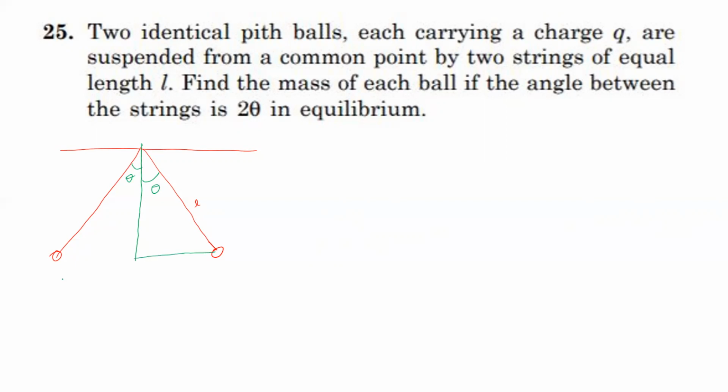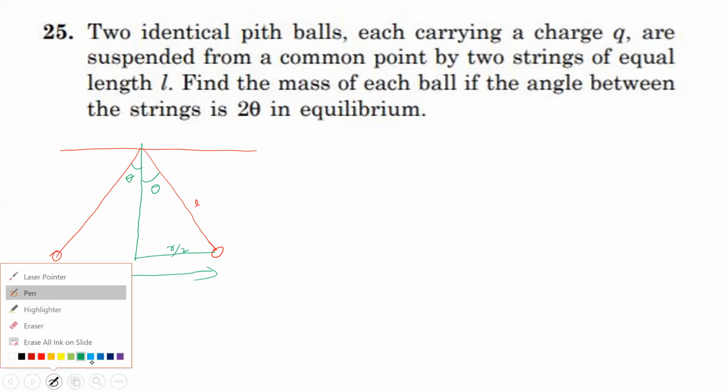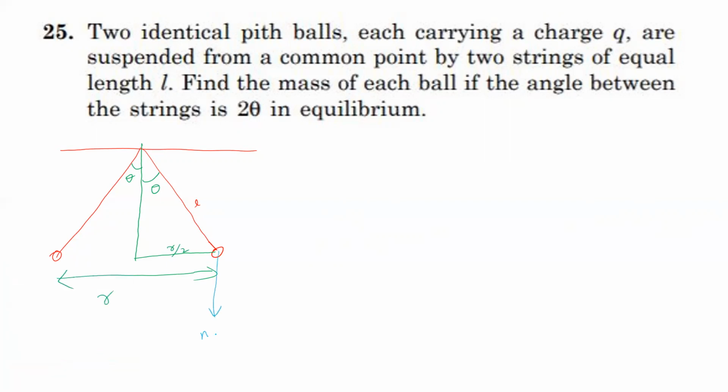Now the distance between these two spheres, let us take as r, so the length opposite to this theta is r by 2. The forces acting are mg and the electrostatic force. By extending this, here we are getting theta. Now this is r by 2 and this is L. So r by 2 by L, that means opposite by hypotenuse, is equal to sin theta. From this, r is equal to 2L sin theta.